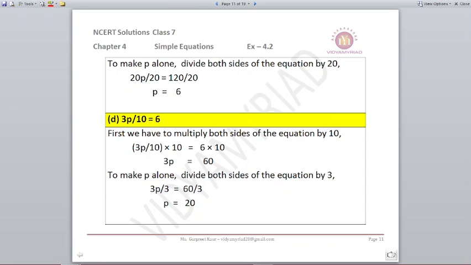Next part, 3p upon 10 is equal to 6. Now there is 10 in the denominator. It means I need to multiply both the sides by 10. So it becomes 3p is equal to 60. Now there is 3 with the p. It means I need to divide both the sides by 3. So 3p upon 3 is equal to 60 upon 3. 3 gets cancelled. So p is equal to 20.